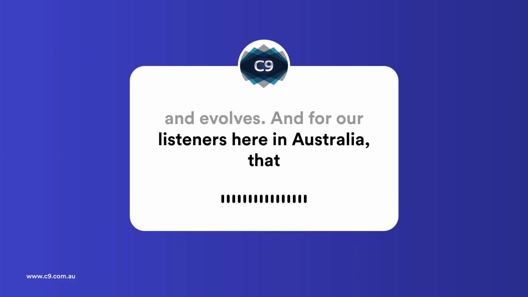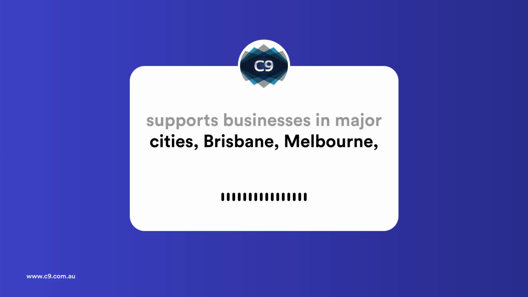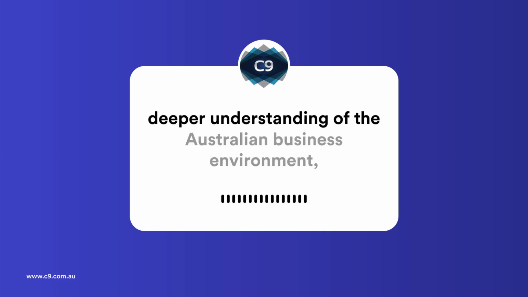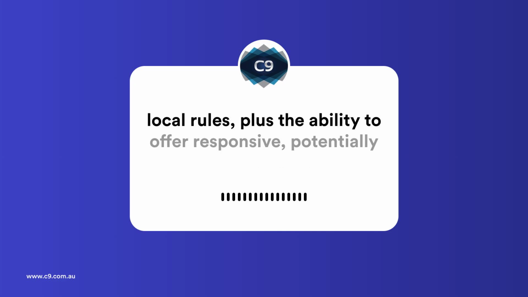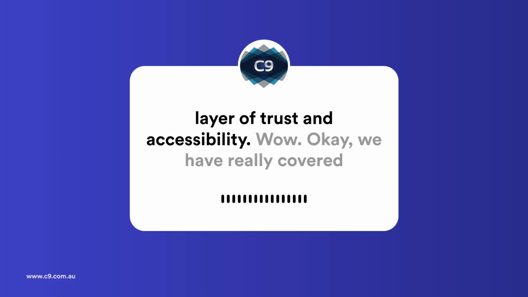And for our listeners here in Australia, that local presence is always a plus. It really is significant. C9 supports businesses in major cities, Brisbane, Melbourne, Sydney. So they understand the local landscape. Exactly. A deeper understanding of the Australian business environment, local rules, plus the ability to offer responsive, potentially even in-person support when needed. It definitely adds a layer of trust and accessibility.